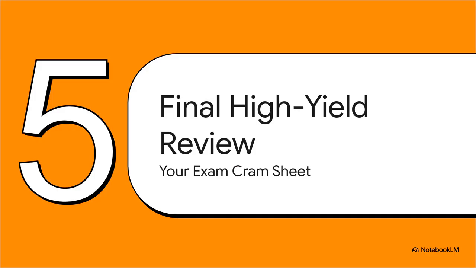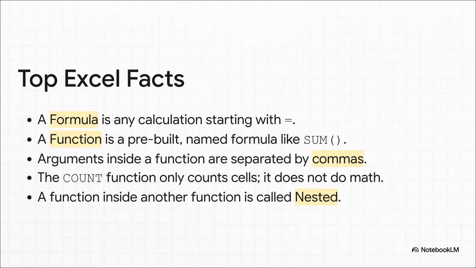We've covered a lot, so let's finish up with a quick review of the most important facts that are very, very likely to show up on your exam. Okay, for Excel, these are the absolute must-knows. A formula starts with an equal sign. A function is a shortcut. The things inside the parentheses are separated by commas. The count function only counts cells, and a function inside another is nested.